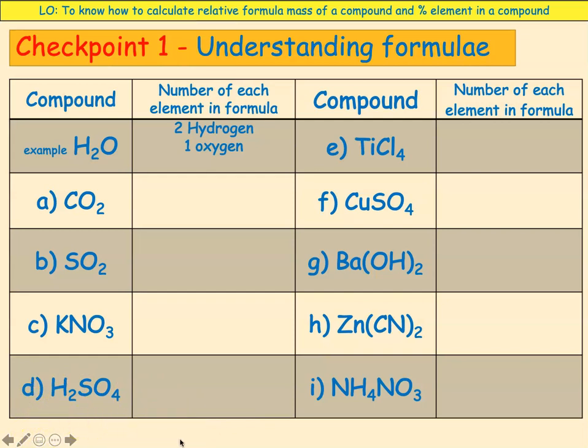Right, what we're going to do now, we're going to do our first checkpoint. If you look at H2O, it tells you that you've got 2 hydrogen atoms and 1 oxygen atom. I want you to do the same for all the other 9 formulae. So pause the video now and come back when you've written which elements are in each of the compounds and how many atoms you've got in each one.